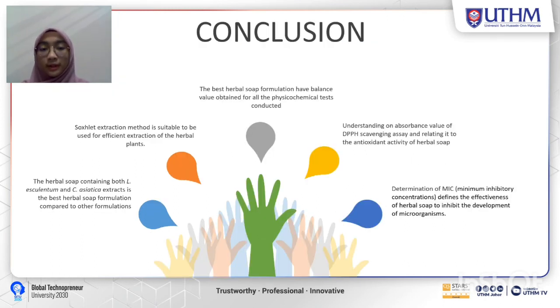Now we have arrived at the end of the presentation. So these are the conclusions that have been made after the research study that has been conducted. Firstly, the herbal soap containing both Lycopersicon esculentum and Centella asiatica extracts is supposed to be the best herbal soap formulation compared to other formulations. This is because both herbal plants contain high antioxidant and antimicrobial properties.